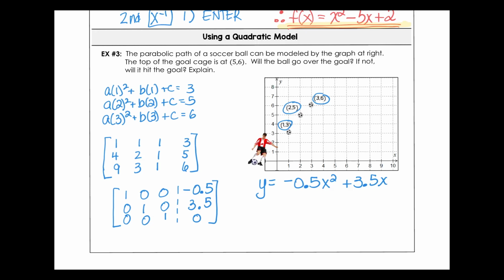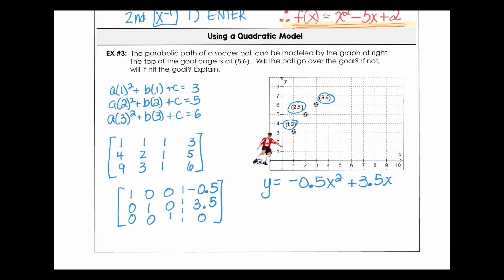So what we see is that when x is 5, y is 5. We know that from here. And the ball will be below the goal cage.